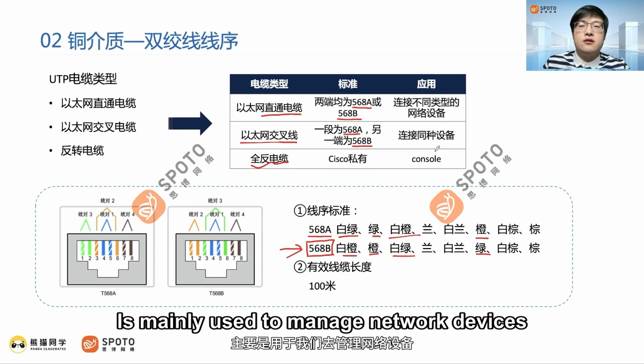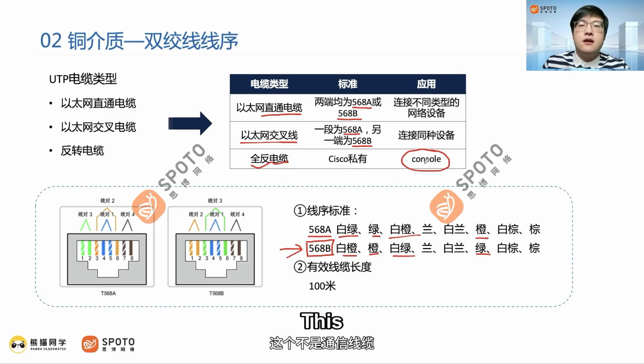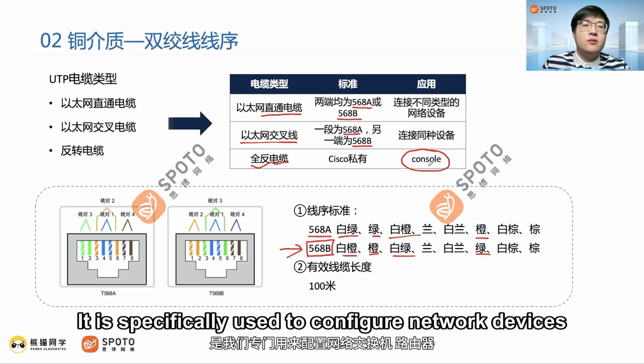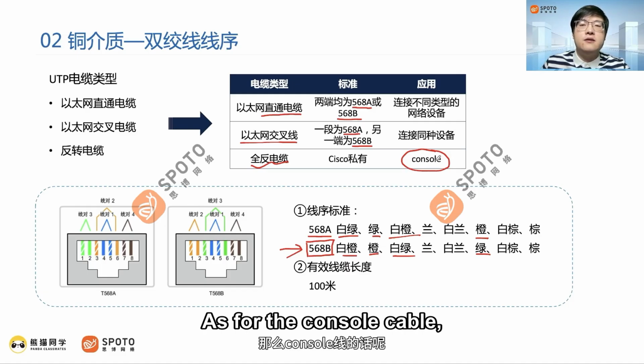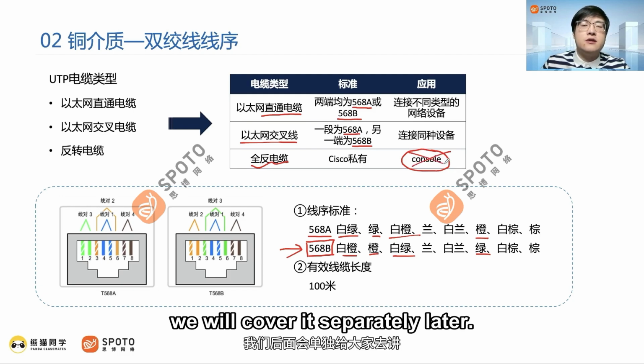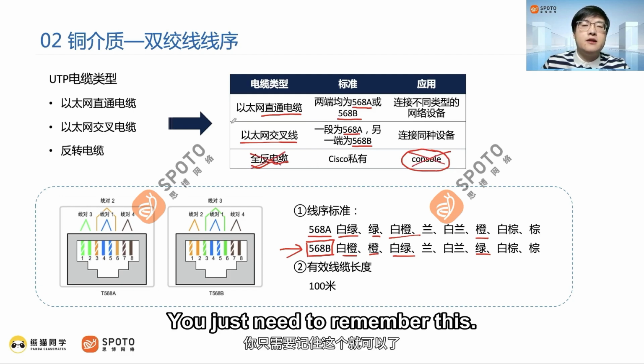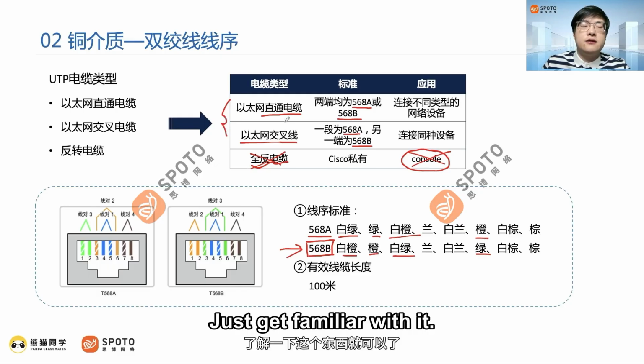So this one is mainly used to manage network devices. A console cable is not a communication cable. It is specifically used to configure network devices, like switches, and you need this type of cable for these devices. As for the console, we will cover it separately later. Don't worry about it for now. You just need to remember this and get familiar with it.